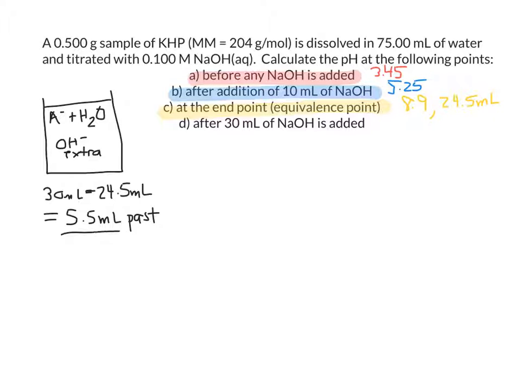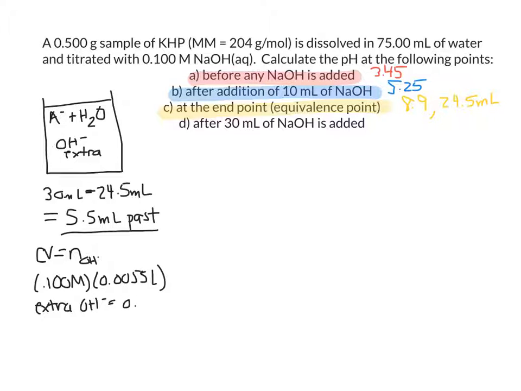So this is the amount of extra OH minus that I've added in terms of volume, and concentration times volume equals number of moles of OH minus that I've added. And so I have 0.100 molar sodium hydroxide, and I've added 0.0055 liters past the equivalence point. So my extra OH minus is equal to 0.00055 moles.